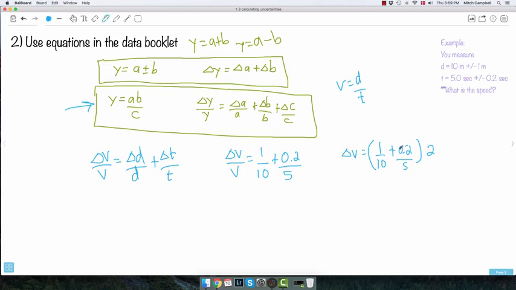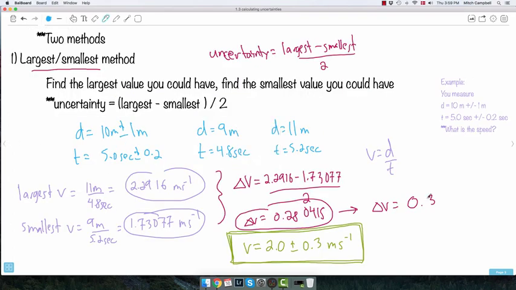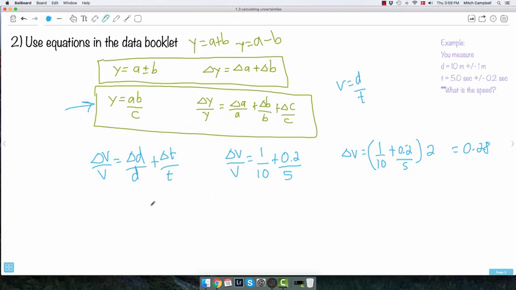The absolute uncertainty on this is going to be 1 over 10, which is 0.1, plus 0.2 over 5, all that times 2. So in this case right here, I get, hey, good news, I end up with 0.28. Hey, isn't that what I had before? Look at the example I had before. Remember I had that delta V was 0.3? I get the same thing here. So my delta V, well, I can't use 2 digits. I'm only allowed 1 non-zero digit. So in this case, this has to be 0.3 meters per second.